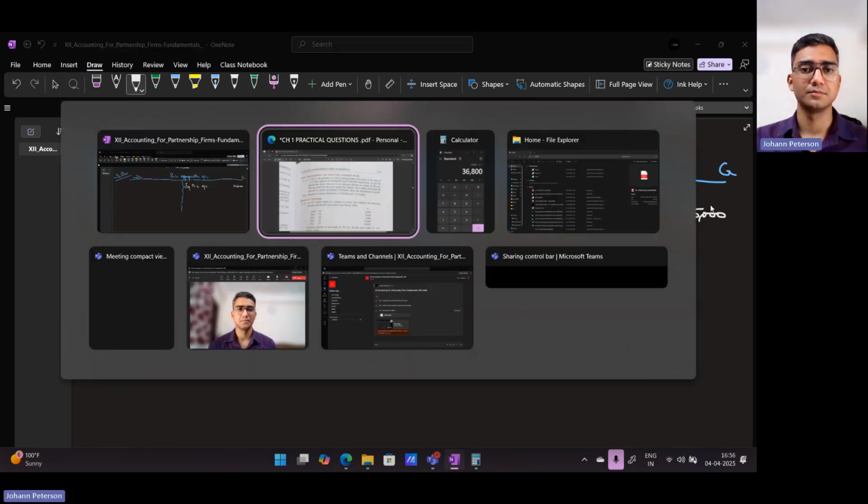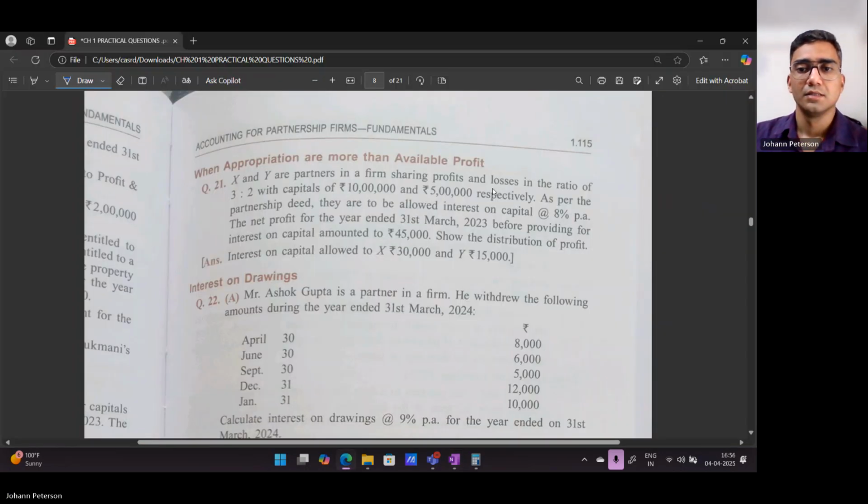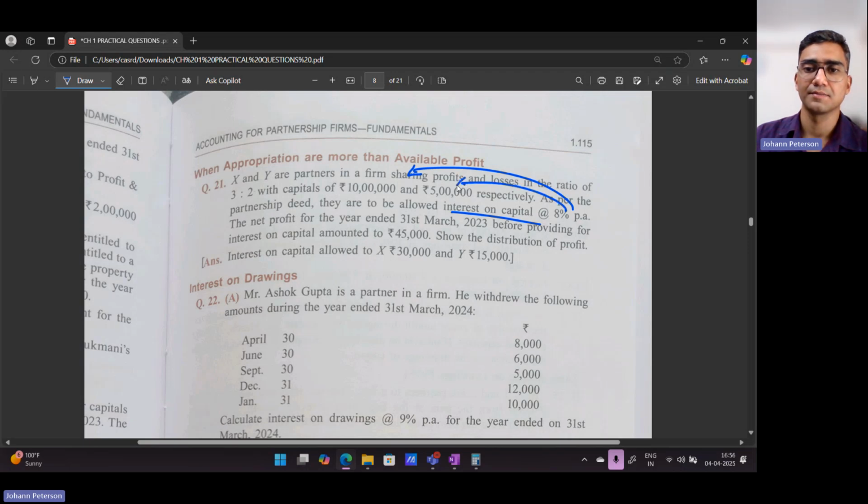Now we are told X and Y are to get interest on capital at 8% per annum. So on 10 lakh, 8% means 80,000. Similarly, on 5 lakh, 8% means 40,000. So 80 and 40 makes it 120.